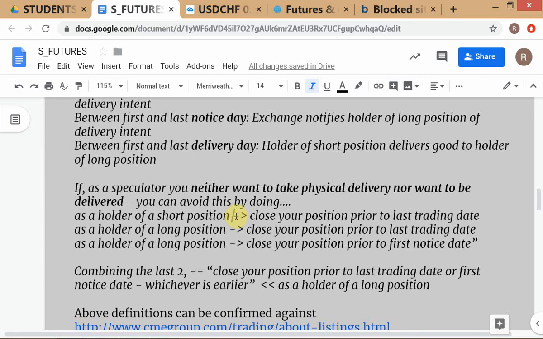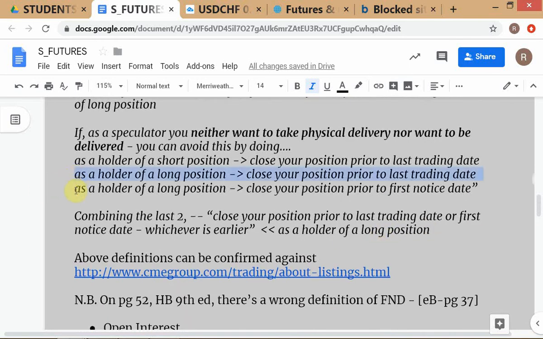If you have a short position and you don't have any intention of getting into physical delivery to settle it, then you have to get out before the last trading date. And if you're a long position trader, there's no question of you deciding to make delivery. You can sit and wait for delivery, but it's not in your control. So you better get out before the last trading date, or before the first notice date. If you combine these two conditions, you have to get out prior to the last trading date or first notice date, whichever is earlier.